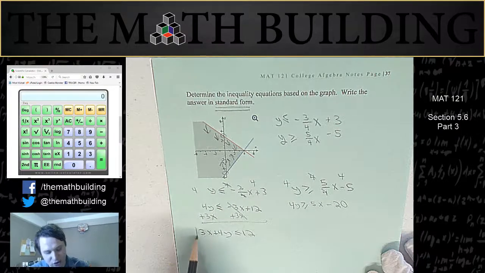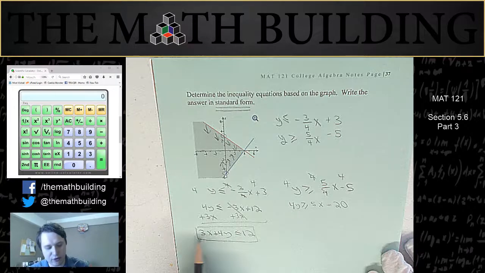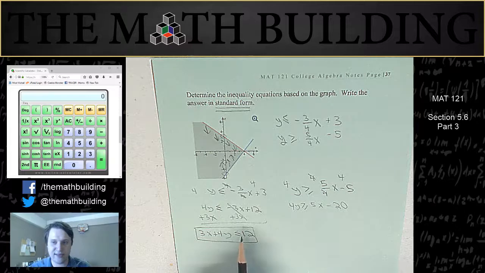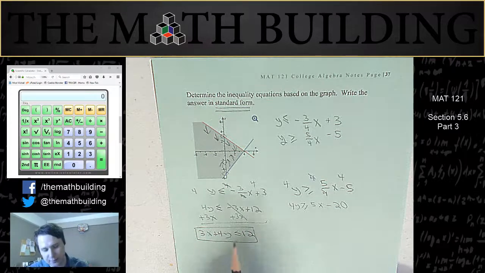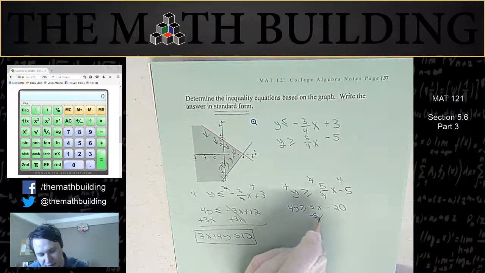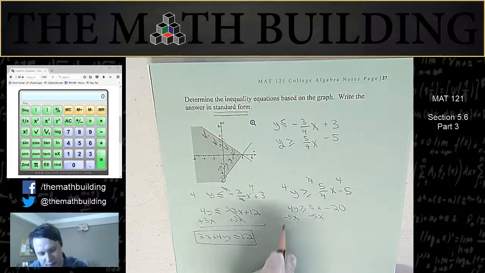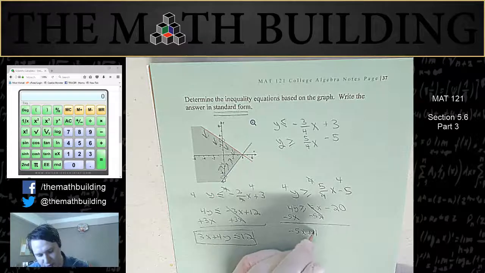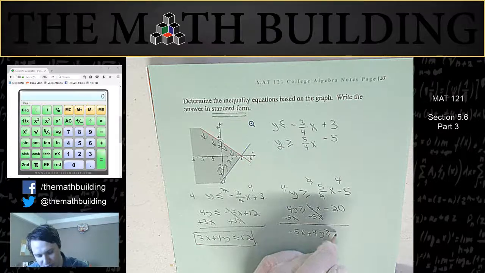And this one's done, actually. Remember, in standard form, the x term needs to be positive, and so 3x plus 4y is less than or equal to 12. That one's done. Let's finish this one up. Minus 5x, minus 5x. Negative 5x plus 4y is greater than or equal to negative 20.